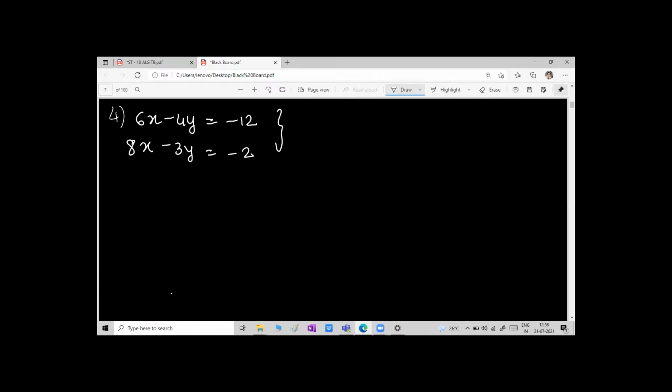So we'll get a1, a2, b1, b2, c1 and c2. C1, C2 is visible: -12 and -2. B1, B2 we can also get from here: it is -4 and -3. And what is A1 and A2? It is 6 and 8.